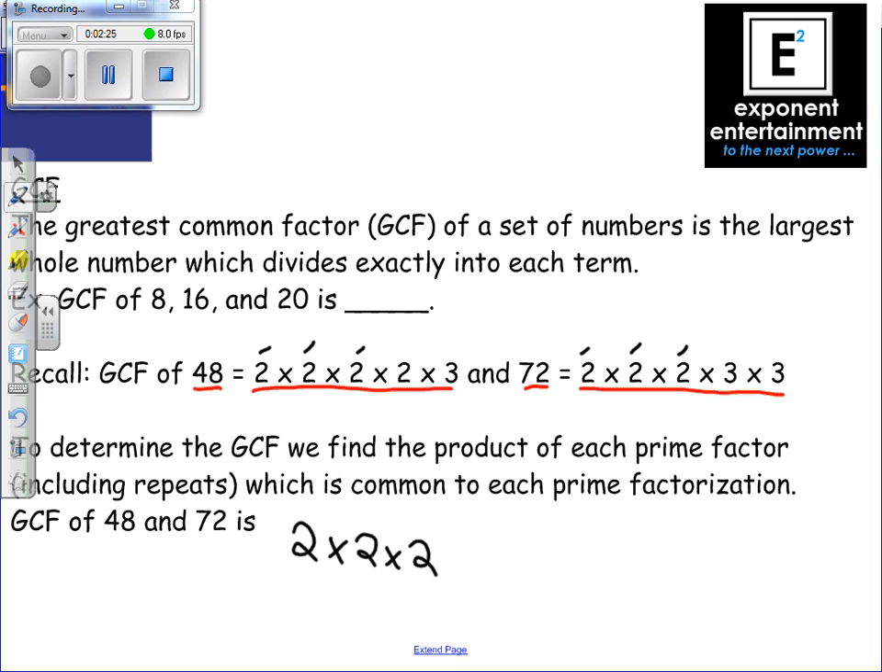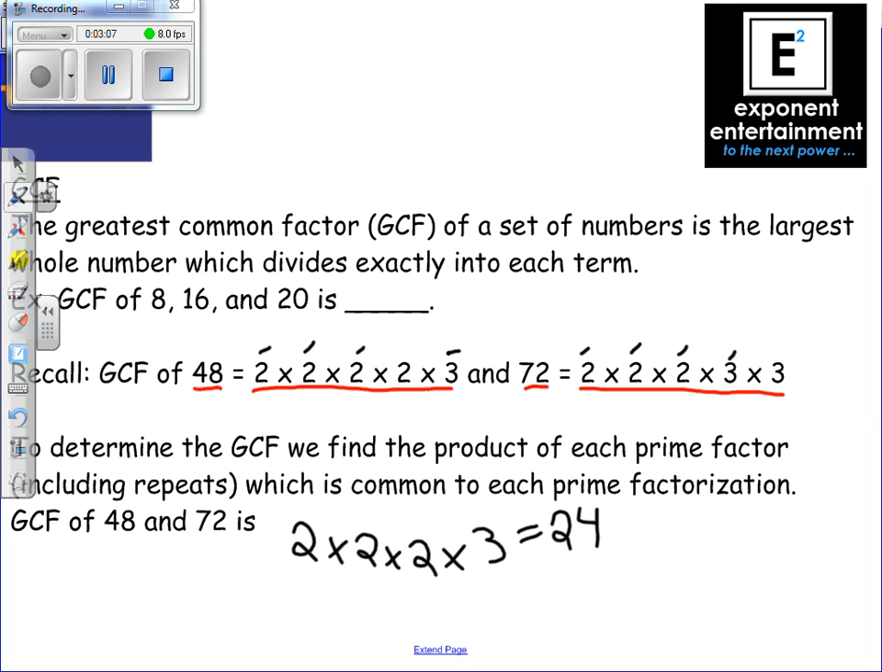And then you do the same thing for the next number that you have. So what's the next number? 3. How many 3s do we have? We only have 1 in each. 1 here and 1 here. There's an extra 3 in 72, but since we don't have one in 48, we just ignore it. Multiply this by 3. All the numbers you just collected down here on the bottom, if you multiply them together, that'll give you your greatest common factor. 24. So 24 is the greatest common factor of 48 and 72.